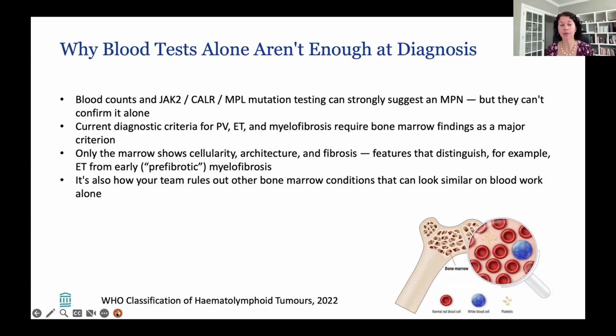And then sometimes, I've had patients that show up with blood counts that look one way, and I'm sure that the person is going to have an MPN, and then we do the bone marrow biopsy, and it really turns out to be something totally different. So it really does help to rule out other conditions that look similar.